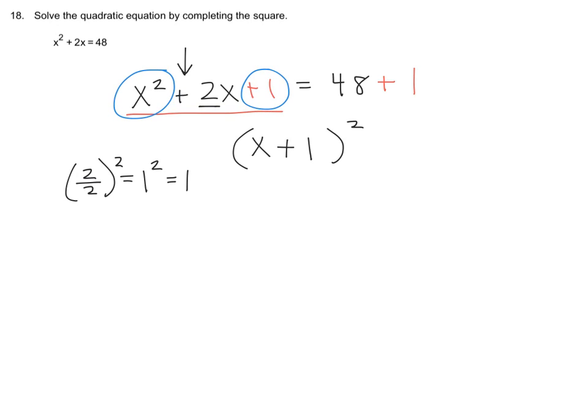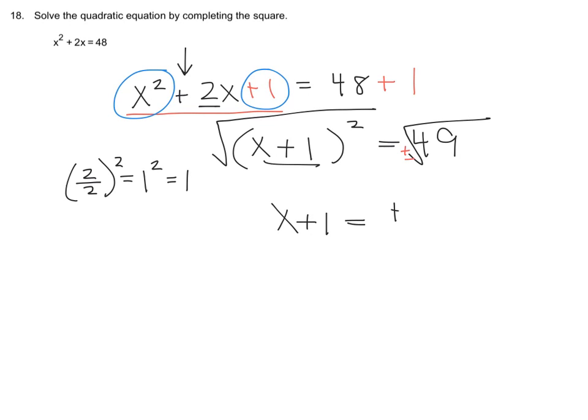Now that I factored that side into a perfect square, I can set it equal to 48 plus 1. And 48 plus 1 is 49. Next, I'll use the square root property to get rid of the exponent of 2. So I need to take the square root of both sides. And remember, whenever I take the square root of a number, I need to put a plus minus sign next to the square root bar. The square root of x plus 1 squared is just the x plus 1, and that equals the plus or minus square root 49.